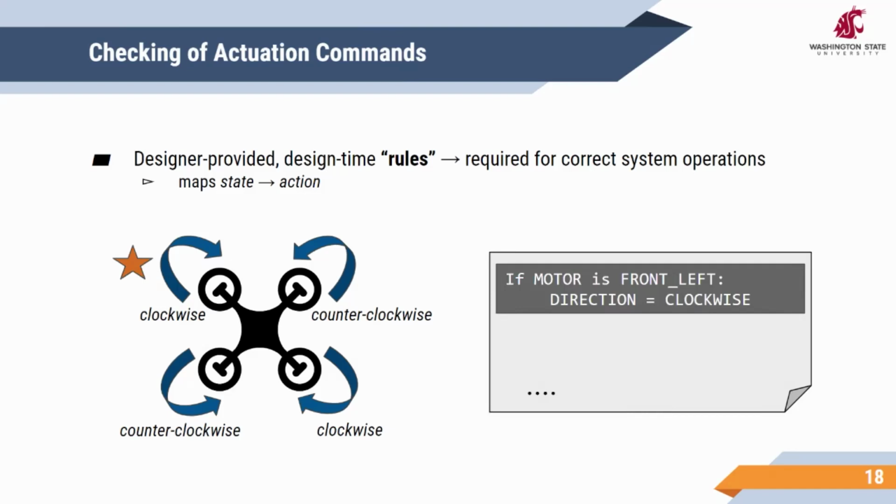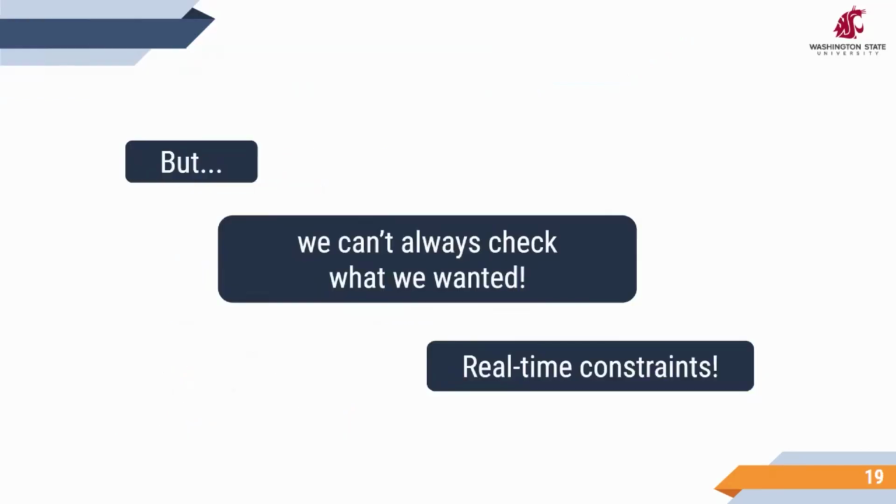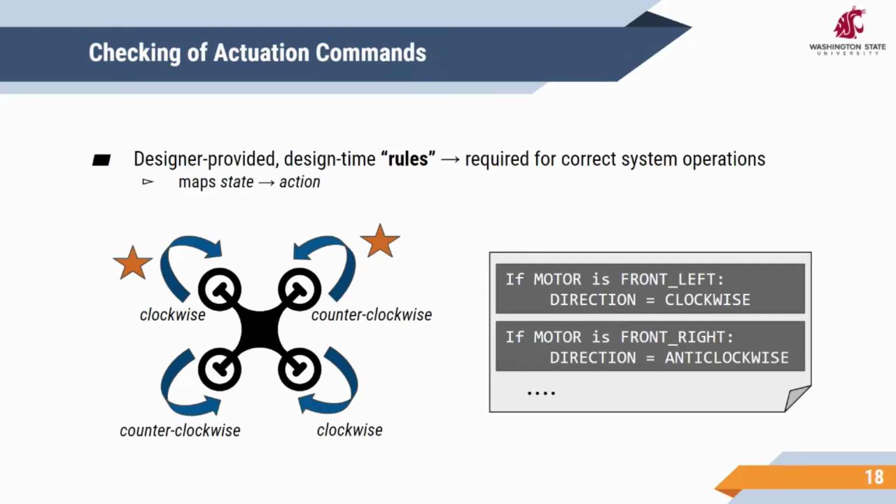For instance, if we want to control, say, the front left motor, then the direction should be clockwise. If we want to move the other motor, for instance front right, the direction should be anti-clockwise. So here we map the current system state to corresponding actions. But so far so good.